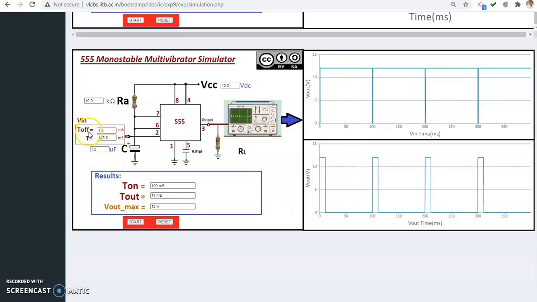Here is my output. There are two screens. Screen 1 is the input, and screen 2 is the output. What is my input? You decide it. Total 100 milliseconds. You gave only 1 for the off time, which is very small. 100 minus 1 is 99 on. I will change it, so 10 is off. You can change it too.